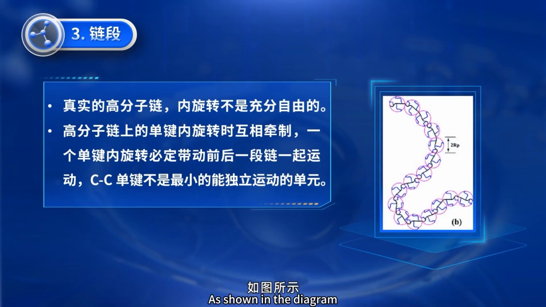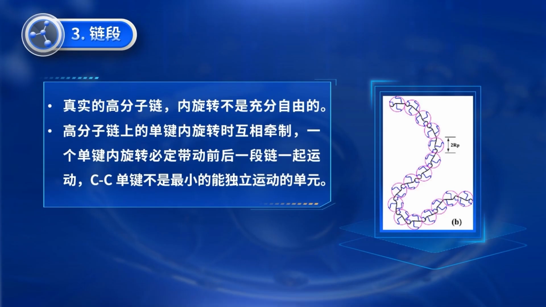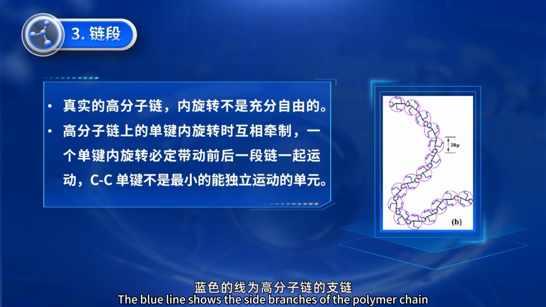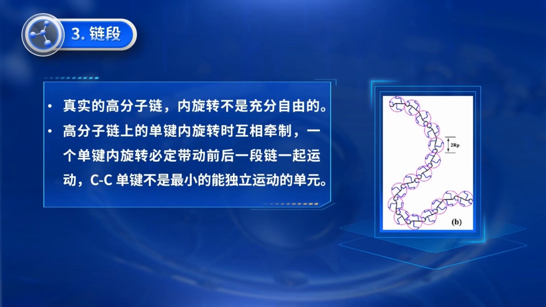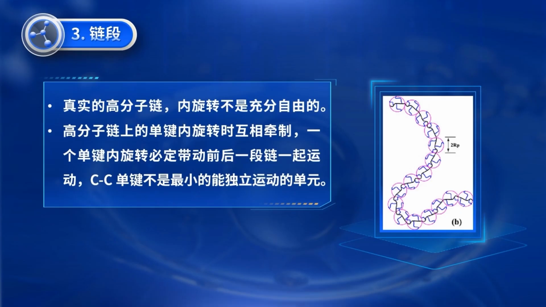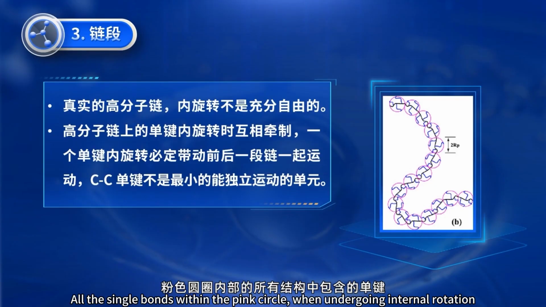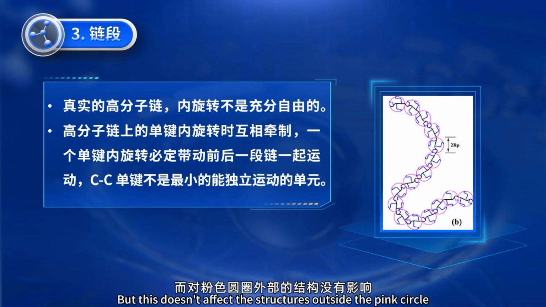As shown in the diagram, the black line shows the backbone of the polymer chain. The blue line shows the side branches of the polymer chain. The section of the polymer chain inside the pink circle is called a segment. It contains several structural units of the polymer chain. That is to say, all the single bonds within the pink circle, when undergoing internal rotation, will more or less cause the surrounding single bonds to move together. But this doesn't affect the structures outside the pink circle.